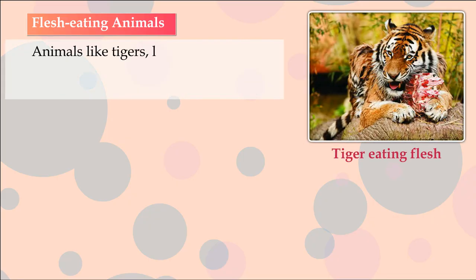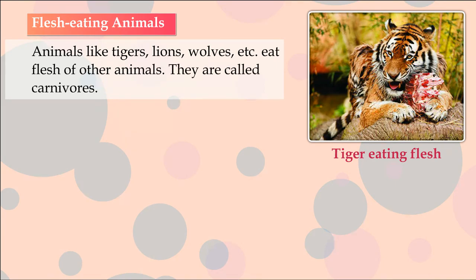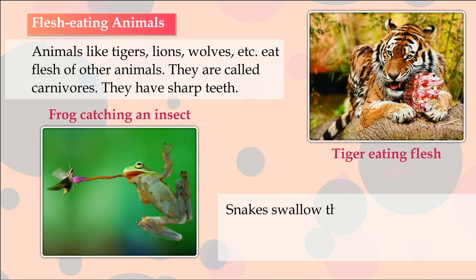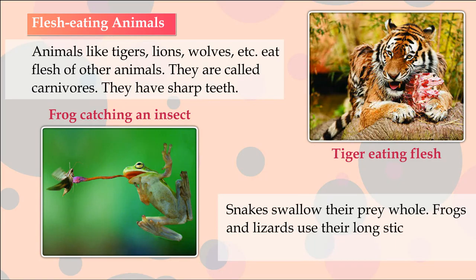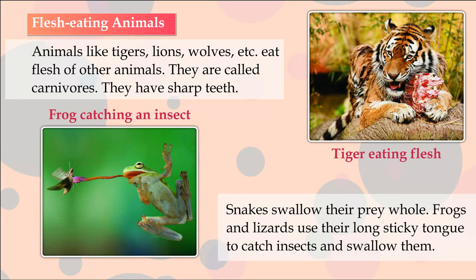Flesh-eating animals. Animals like tigers, lions, wolves, etc. eat flesh of other animals. They are called carnivores. They have sharp teeth. Snakes swallow their prey whole. Frogs and lizards use their long sticky tongue to catch insects and swallow them.